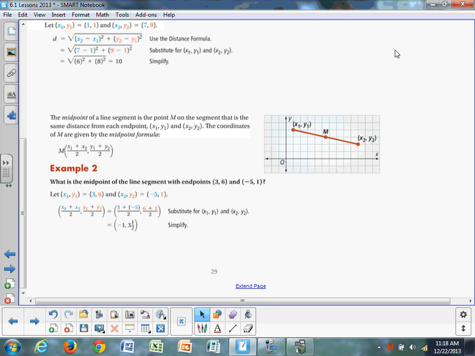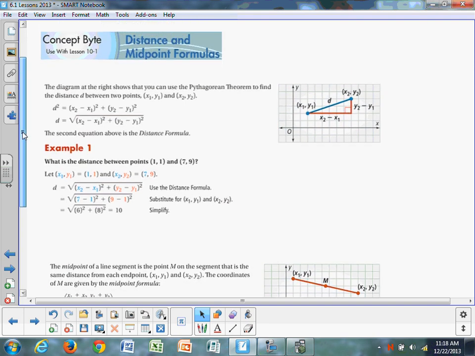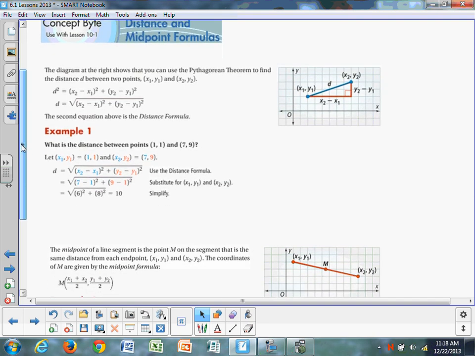Hey students, this is lesson 615. In this lesson, we're going to learn the midpoint formula. The first example here is just an example of what you learned yesterday, the distance formula.